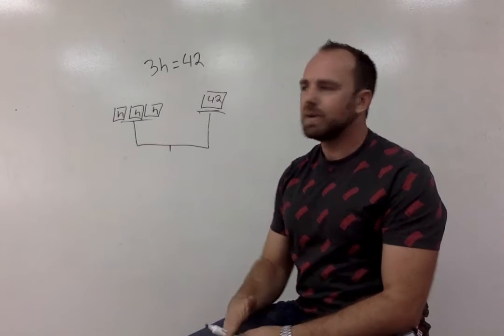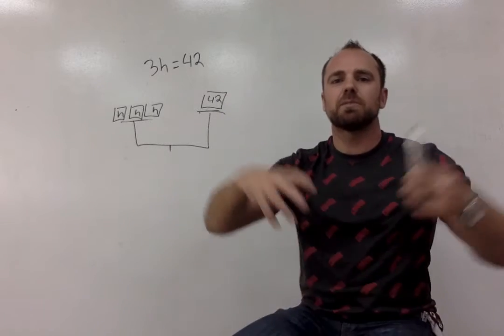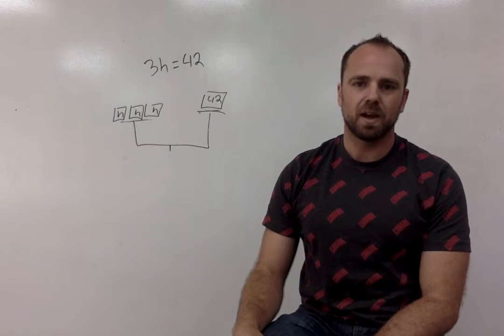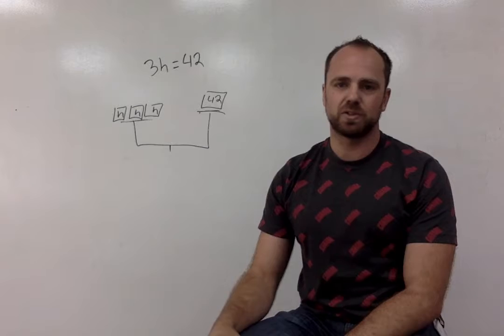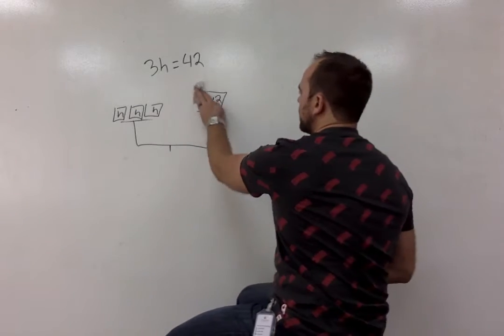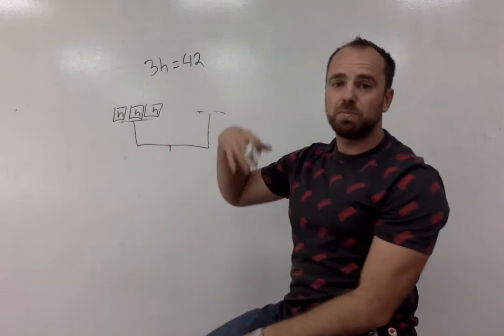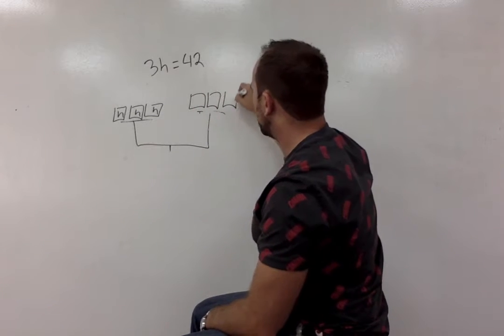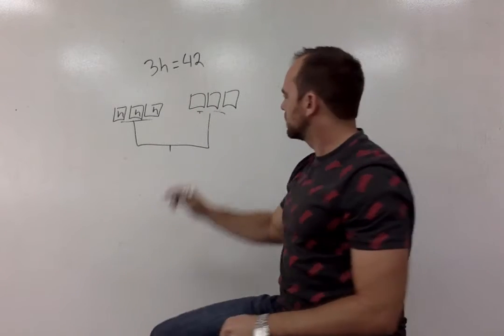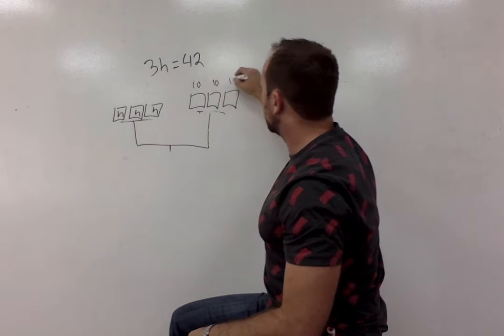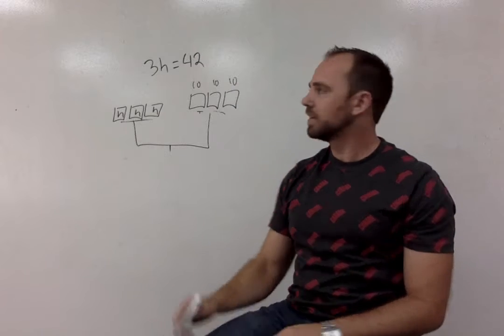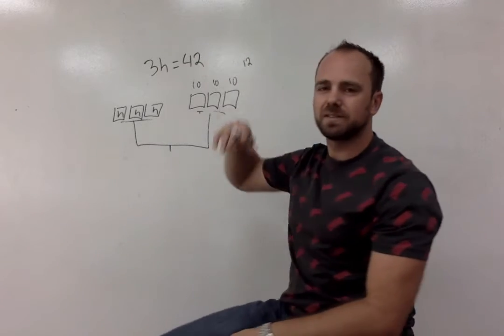Now, what can we do? We can take this 42 and try to break it up into individual pieces. I want to try to find 3 individual pieces. So, what if I put my 42 into 3 pieces of 10? Well, I would not use all 42. If I have 10, 10, 10, that would be 30 of the 42. I'm still going to have 12 left over.